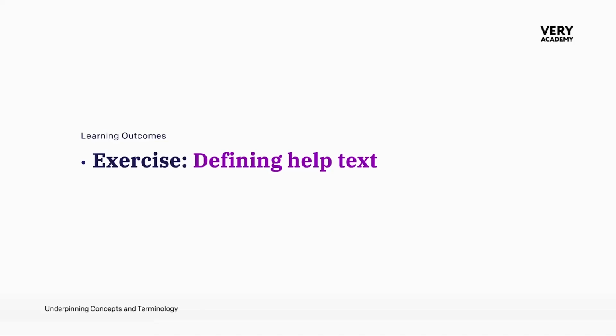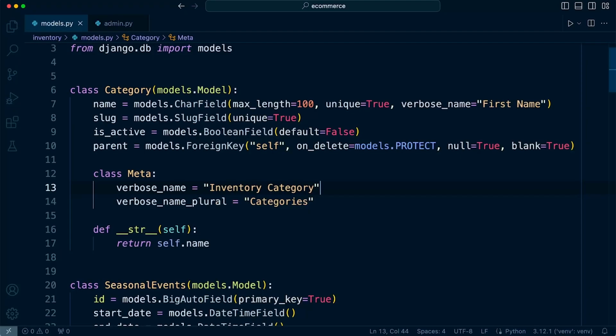Some other settings which can be useful in some situations is defining help text for model fields to provide some additional information or guidance to users. So this help text is typically displayed alongside the form field in the Django admin interface and can also be useful for explaining the purpose or expected input for a particular field. So let's just go back to our models.